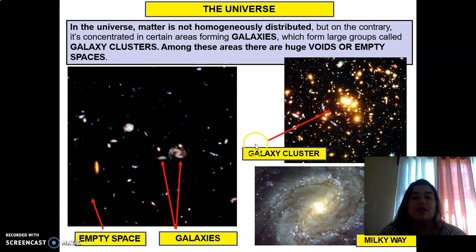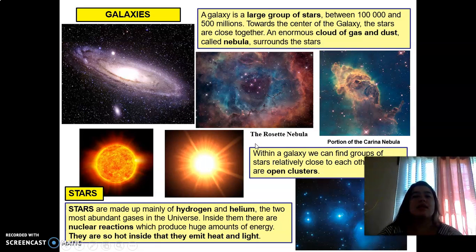Okay, so a galaxy is a large group of stars, between 100,000 and 500 million, and towards the center of the galaxy the stars are close together, okay? An enormous cloud of gas and dust, called nebula, surrounds the stars, okay? The stars are made up mainly of hydrogen and helium, the two most abundant gases in the universe.